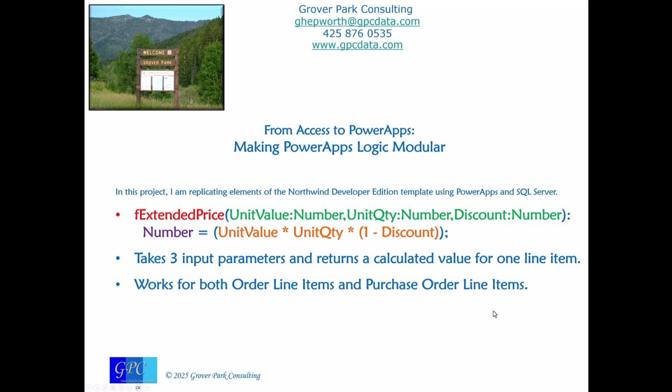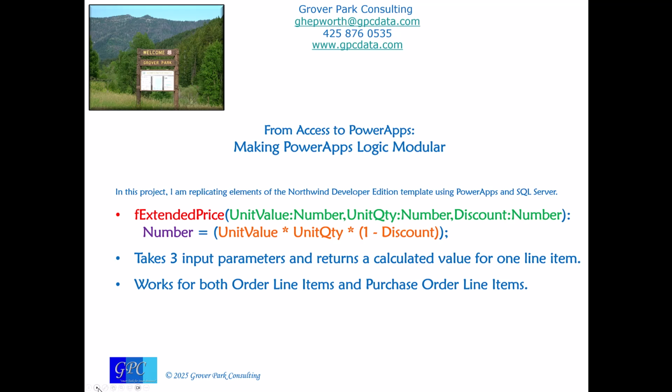This works for both order line items and purchase order line items. That means we can use it at least 2 places across the app rather than copy, paste, and modify. You might already have noticed that we could use the previous UDF to wrap our extended price calculation and present it to the user as a dollar amount in US currency.